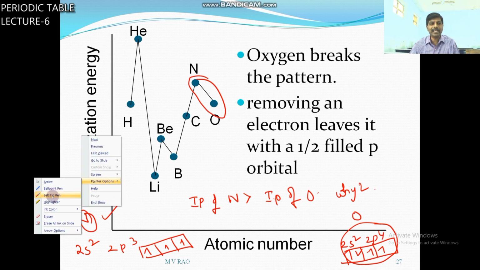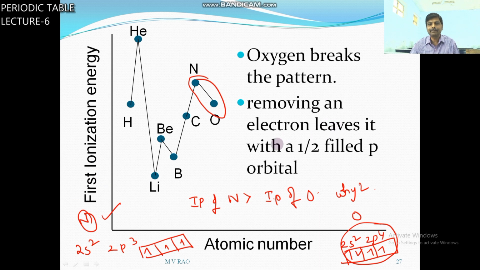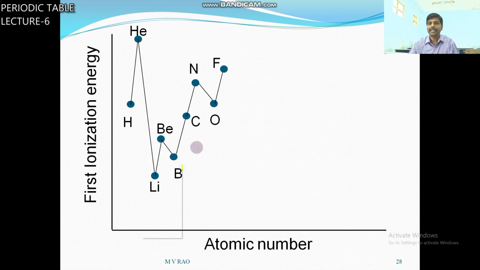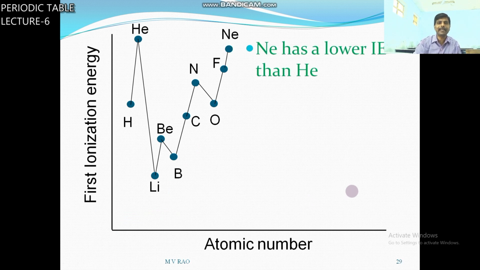Removing an electron from a half filled p orbital is difficult. It needs more energy. So that's why the IP value of nitrogen is more. The IP value of beryllium is also greater than oxygen. These two are exceptions in the second period. In second period elements, lithium to beryllium increases. Actually expected is like this, lithium to neon.